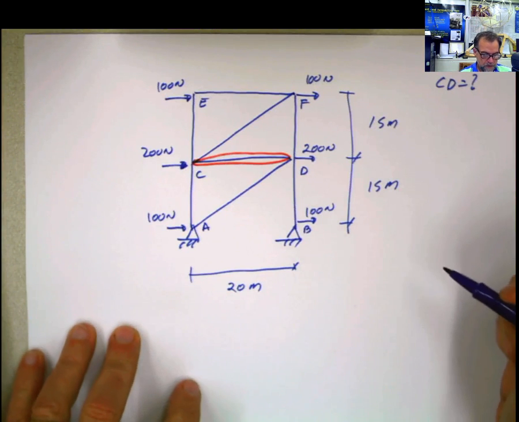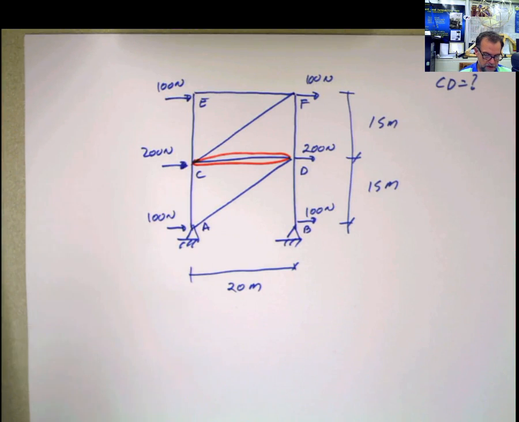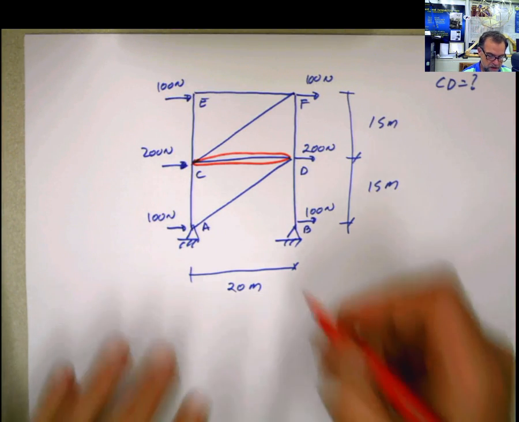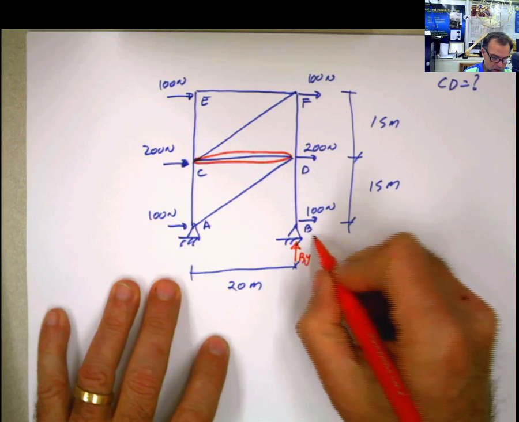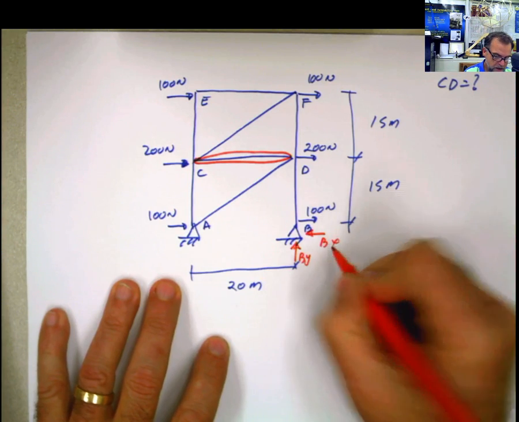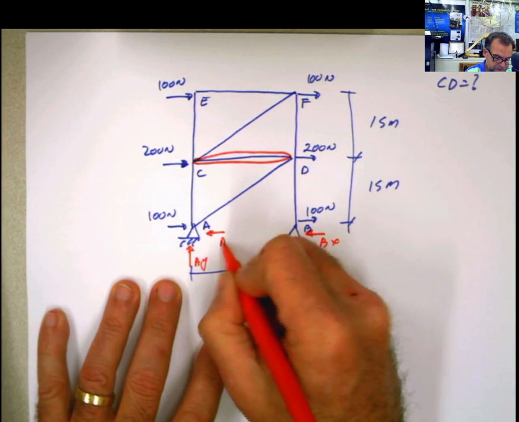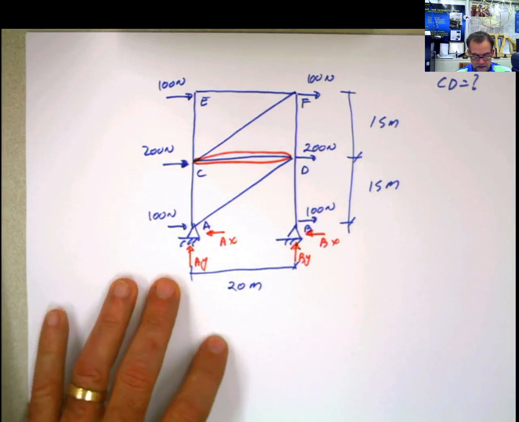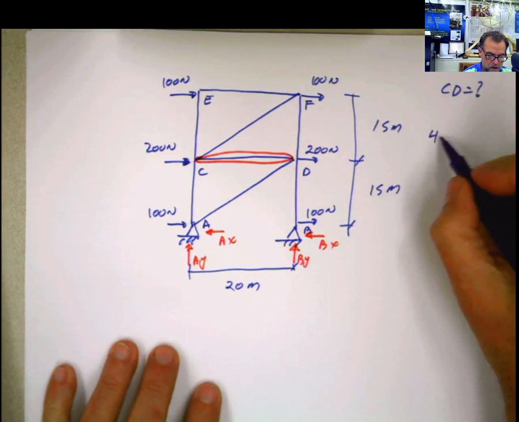Now, when you see this problem, your first instinct is to start with the reactions. And this is a pin and this is a pin, so you're going to have BY, and then BX, and then AY and AX. And then you say, oh my god, look at that. 1, 2, 3, 4 unknowns. 4 unknowns.